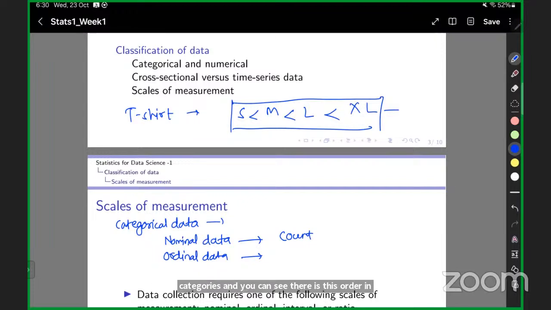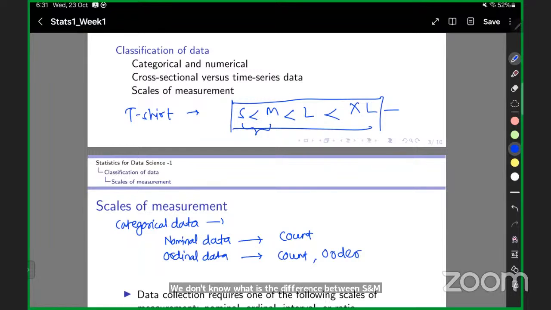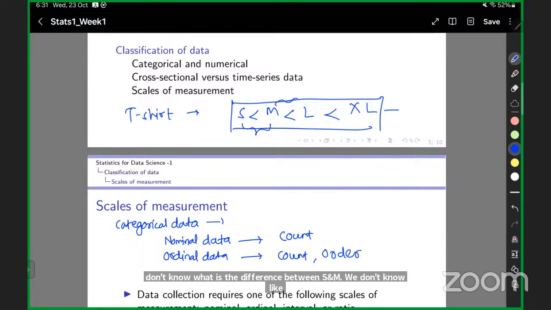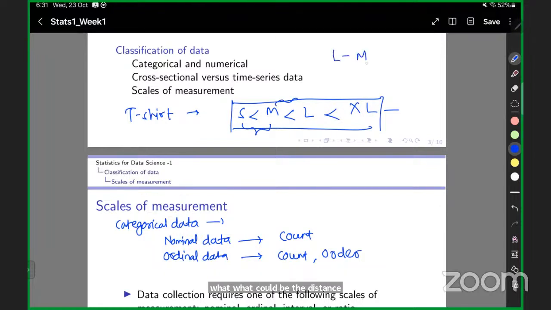So what we can do in this case is count them, definitely. How many S size t-shirts were there in the data set, how many L size t-shirts were there. But we can order them also, right? So ordering and counting, both we can do here. Now, we don't know what the difference between S and M is, or what the distance between them could be. I can't say L minus M will be something, that's not defined anyway, right? So then comes the interval data.